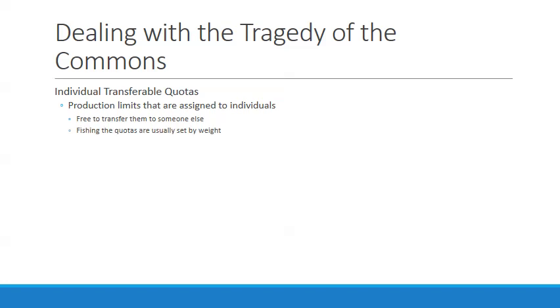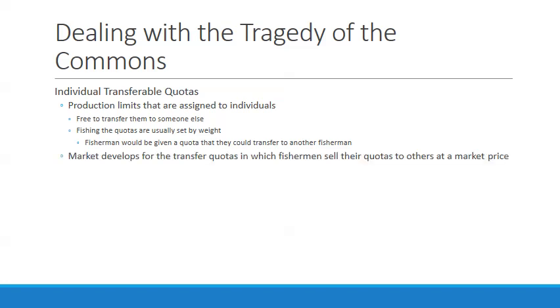The quotas are usually set by weight. So think about this. Each fisherman has a weighted quota. Fishermen would be given a quota, and they're told, okay, you can catch X amount of tons a month, but then they could transfer it to another fisherman. In effect, what we're creating is a market for the quotas themselves. So if one fisherman wants to be able to catch more fish this month, they can buy a quota from someone else. So a market develops for transferable quotas in which fishermen sell their quotas to others at market price.